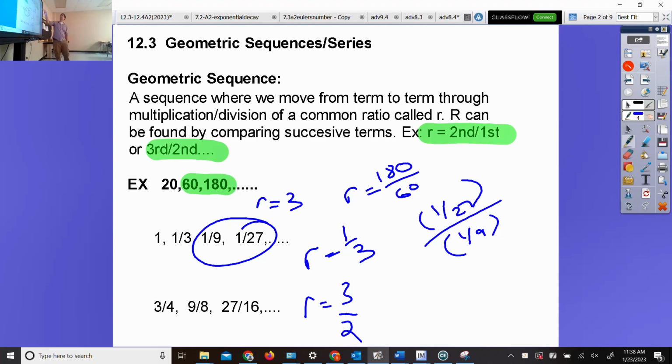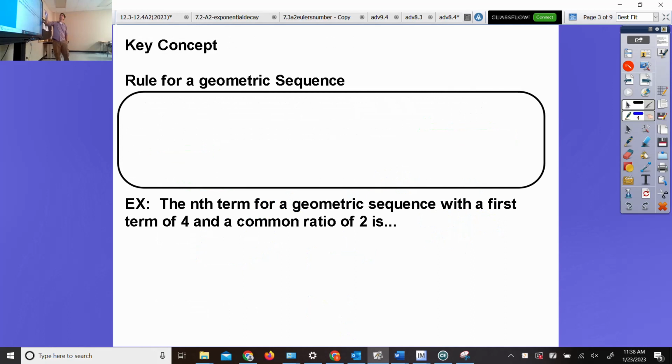What's on the next page is probably how you write a rule. Anybody know this one already? Rule for a geometric sequence. I've been asking these all day, hoping you can spend some time studying over the weekend for a formula quiz, but apparently you didn't. No? Good thing I moved your formula quiz to Wednesday.